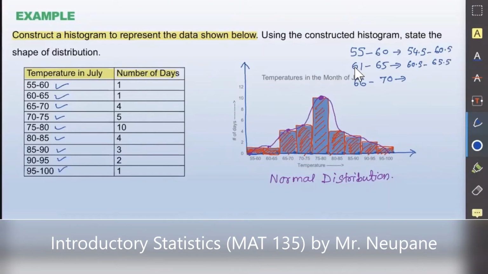And this one will be 65.5 up to 70.5. So this is how we make it continuous. And the data given here is already made continuous for you. That's why the frequencies are already registered. But in the real world, this is the type of data that we get, and then in order to construct the histogram, we change it to continuous like this if it is not continuous.